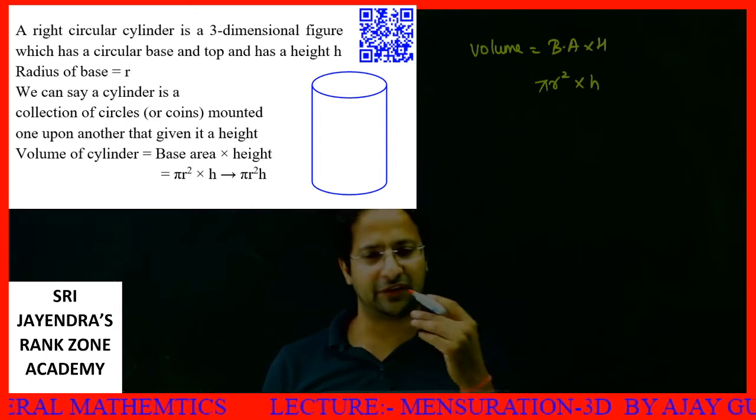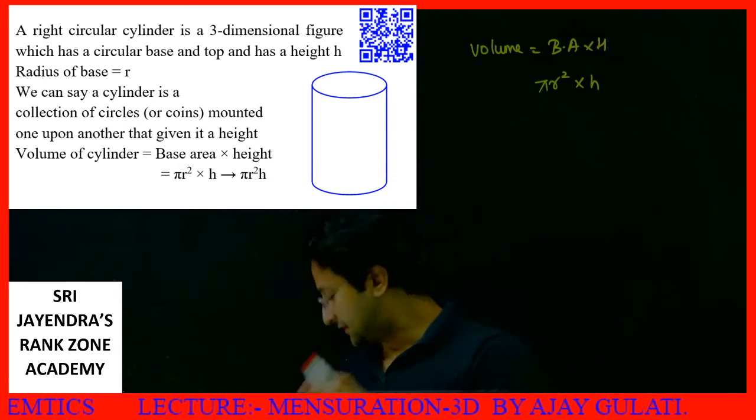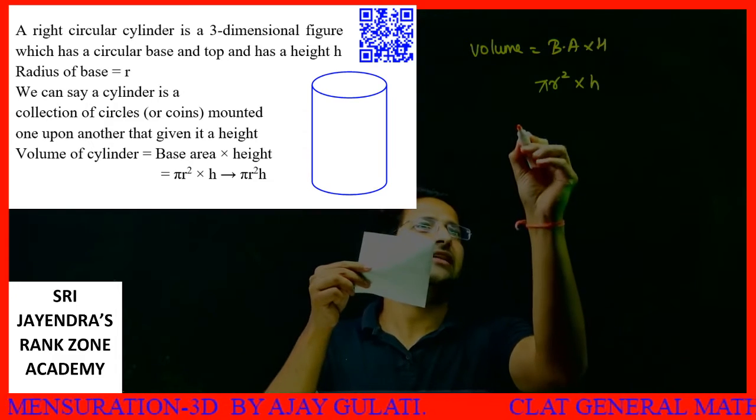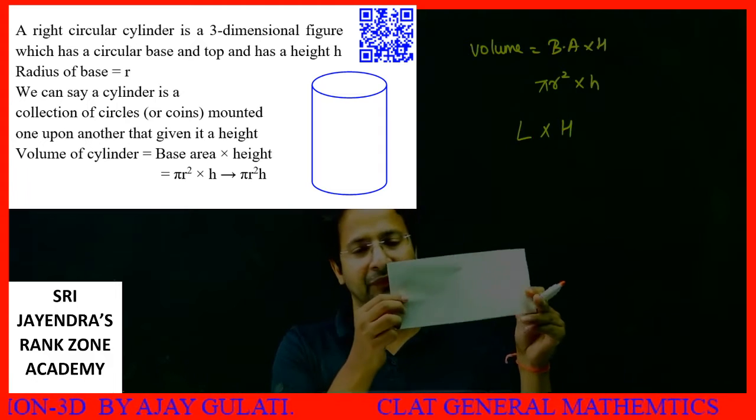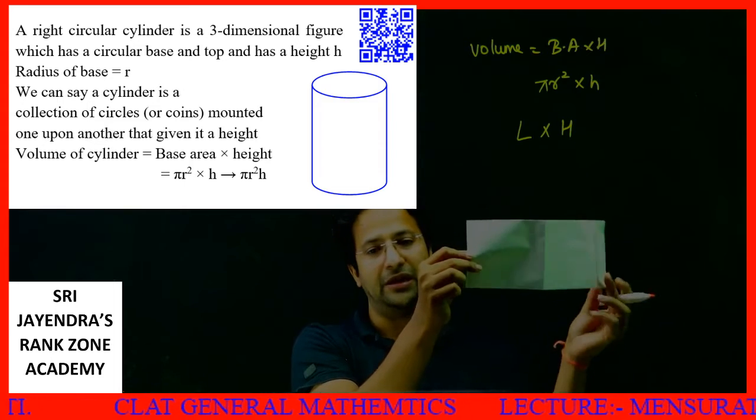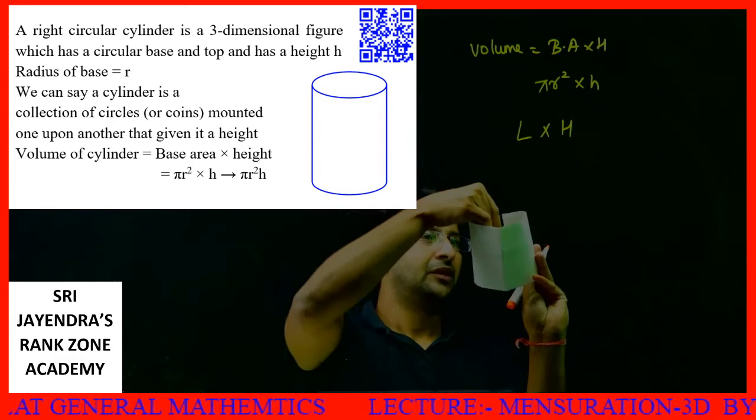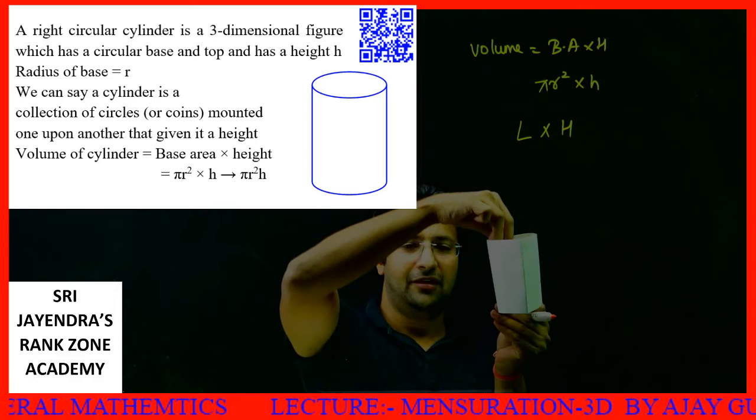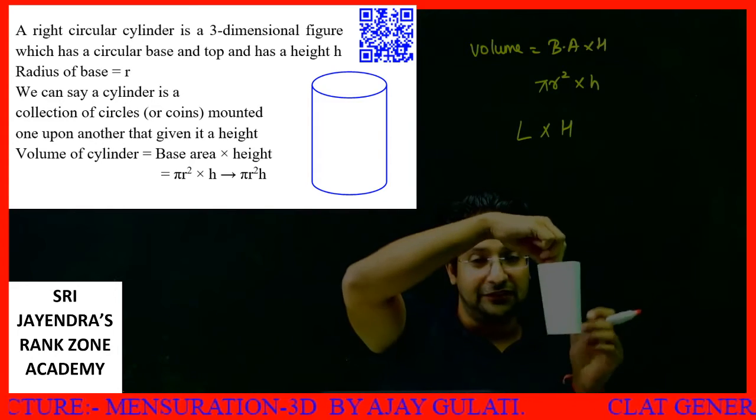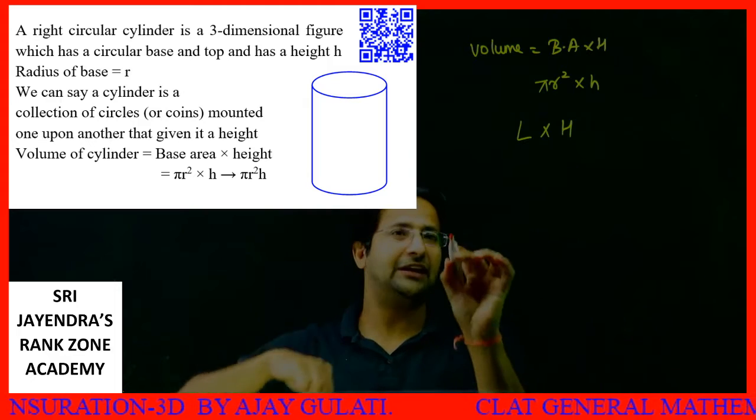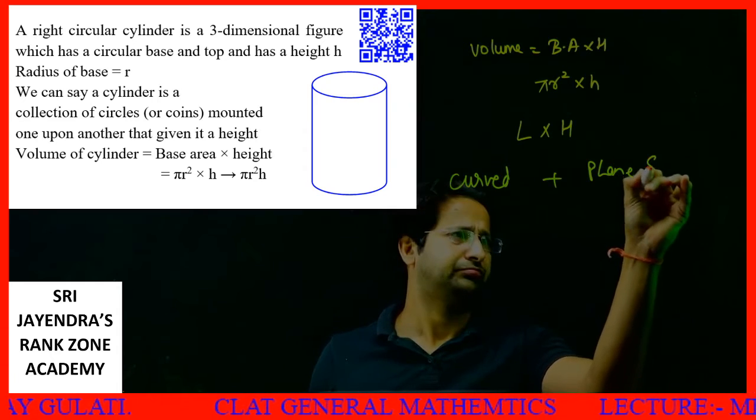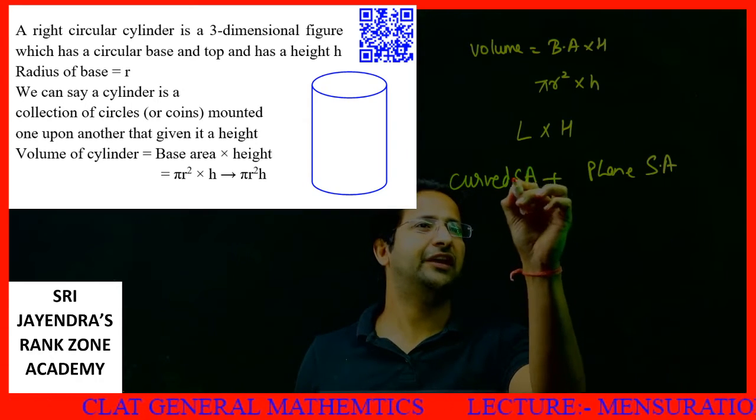Let me tell you the surface area right now, then we'll do the questions later on. How do I get the surface area? See, students, this area is length into height. This is a rectangle. But the moment you fold it, you get a cylinder. What is the surface area of the cylinder? The cylinder has two parts: curved surface area plus plane surface area.